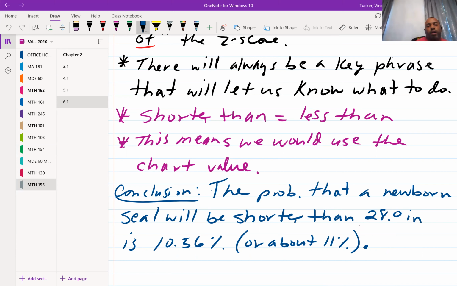All right, so basically our conclusion is that the probability that a newborn seal will be shorter than 28 inches is 10.56%. Or they could have said something like, or about 11%. So it just depends on what option they give you in MyMathLab to choose from. But just don't be thrown off if they decide to round it up to a whole number. So just throwing that possibility out there.